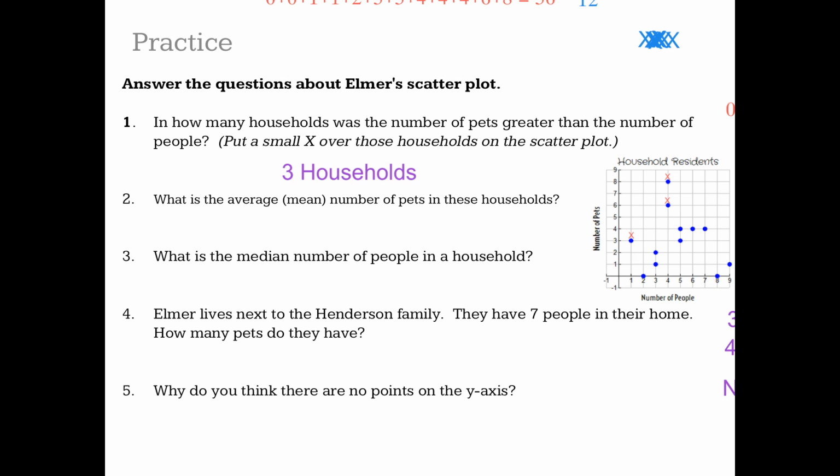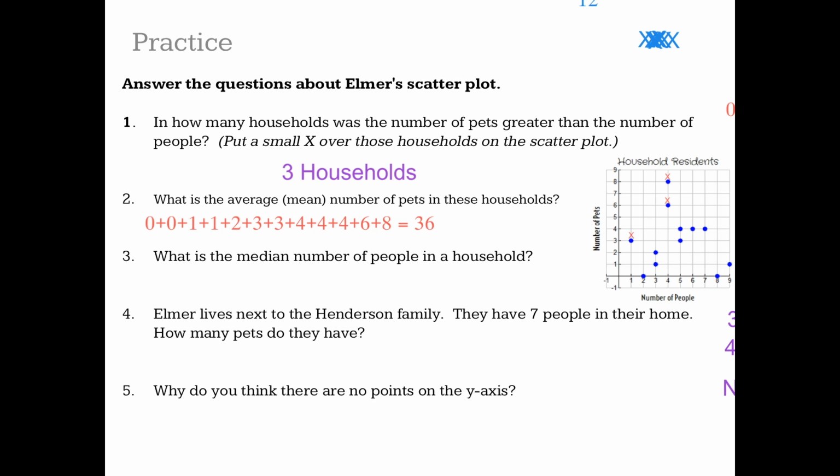Then it asks me to find the average, or mean, number of pets in these households. To find the average, I'm going to add up all of the pets and divide by the total number of households. So I'm going to add up all of my pets: 0 plus 0 plus 1 plus 1 plus 2 plus 3 plus 3 plus 4 plus 4 plus 4 plus 6 plus 8. That covers all of my pets, and when I add them up, I get 36.